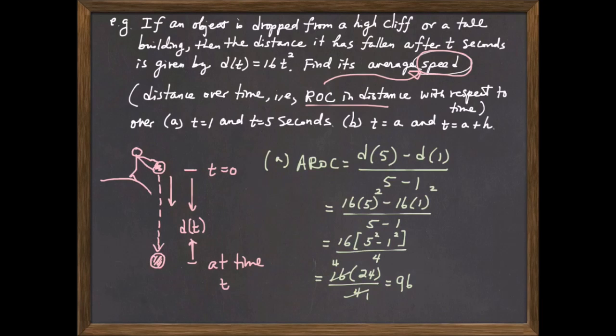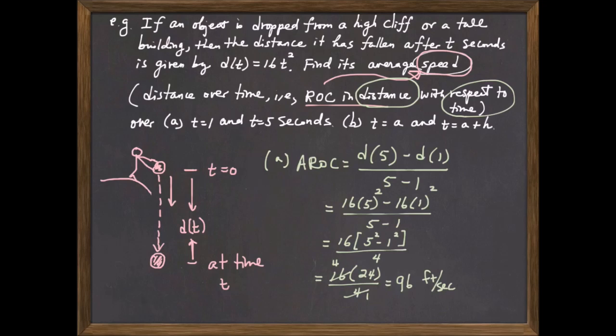Now this is a word problem, so we can't just answer the question by 96. What does 96 mean? We have to attach an appropriate unit to it. To get the appropriate unit for the rate of change problem, you have to identify the unit for the function and the unit for your independent variable. So in this case, it's going to be distance over time. And in general, you always want to have the unit for the function on top over the unit on the independent variable on the bottom. And the unit for the distance here is in feet, and the unit for the time here is in seconds. So our answer is going to be 96 feet per second.